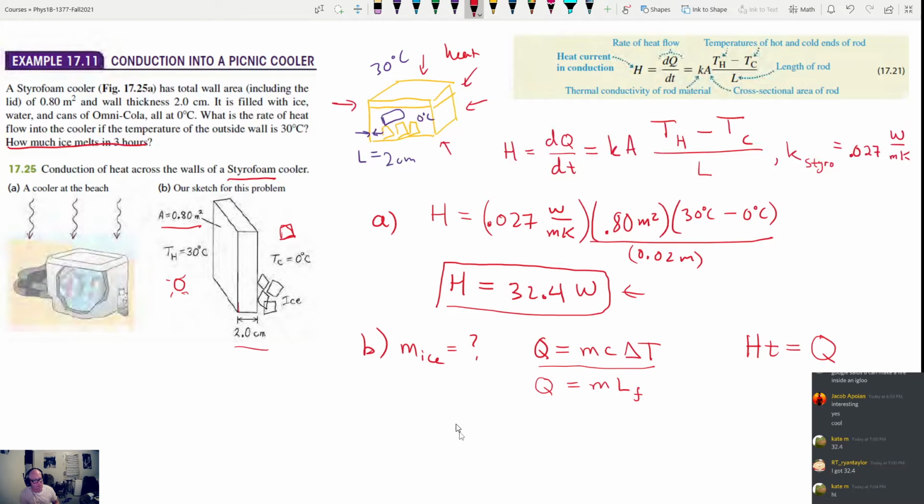Hey, we would use the third one. This one, right? With the latent heat diffusion. Because what's delta T right here? It's 30 still. No, that was for the first part of the problem. What's going on with the ice? Is the temperature of the ice going to change? Yeah, it's changing, but it's also melting, so we do need to know.